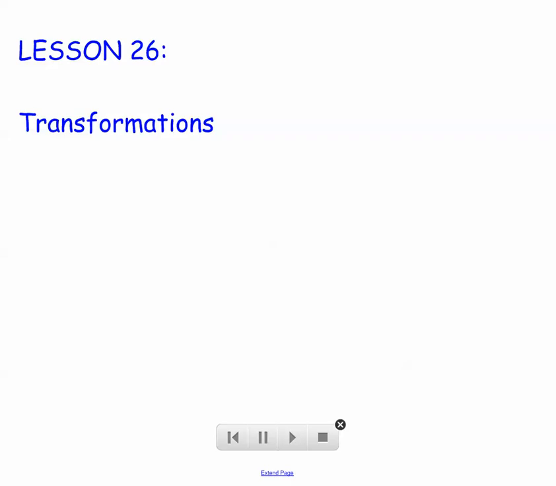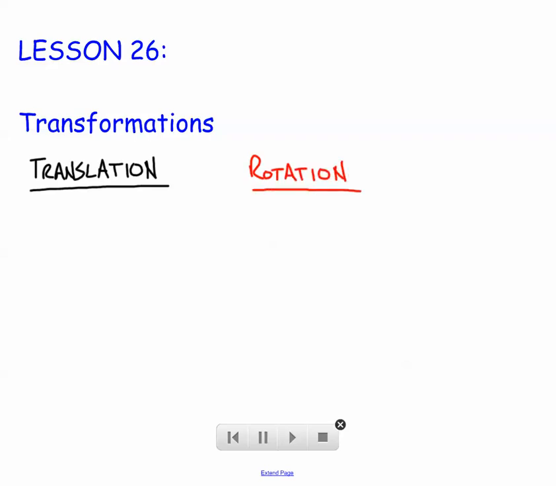Today, transformations. Okay, let's start out by talking about some different kinds of transformations and leave yourself enough room underneath each one of these. We're going to give you some examples. Transformations here. We got translations, rotations. We're also going to talk about reflections, and lastly, dilations.